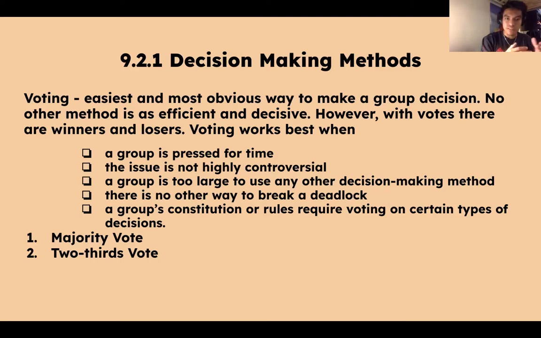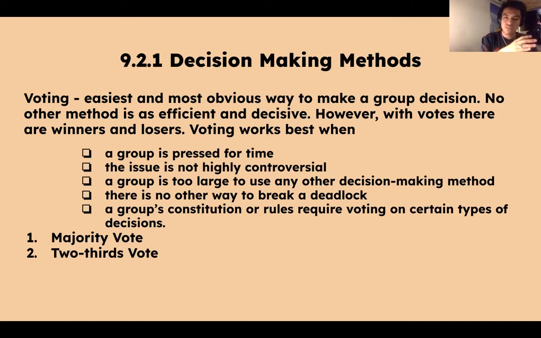Obviously, something like a court hearing would require consensus among the jury, which is a different type of thing. But something like voting for the president would require voting, getting a majority, at least in the electoral college, not the popular vote. The two different types of voting are majority vote and the 2/3 vote.